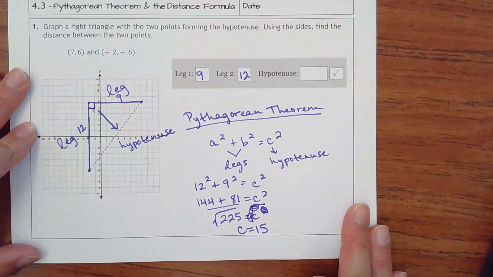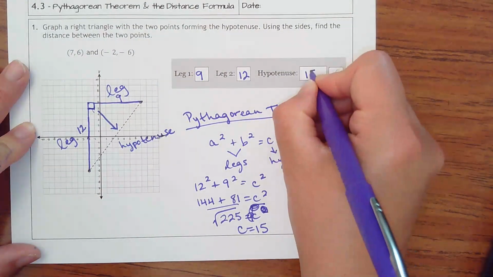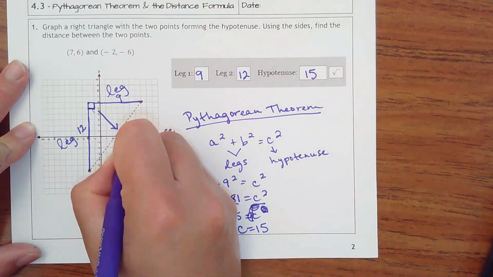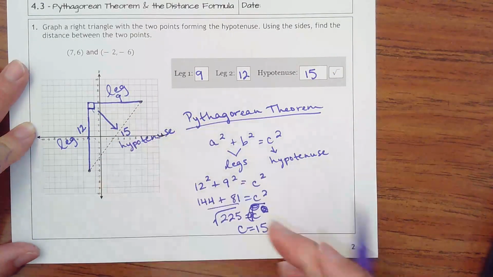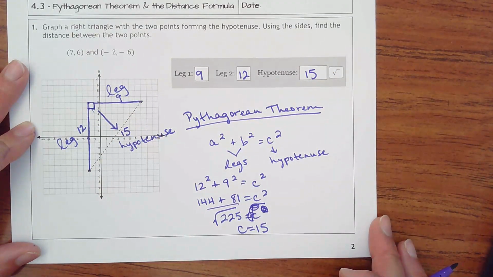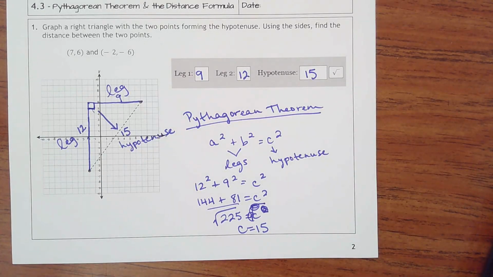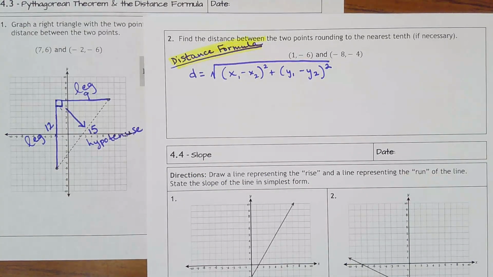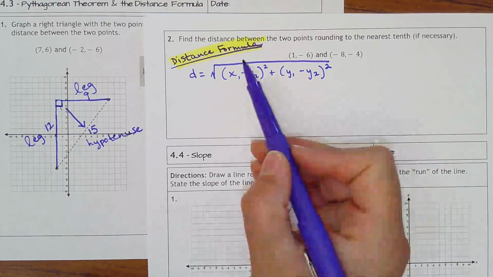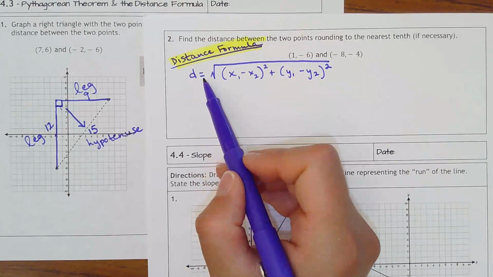So what I just found is actually the hypotenuse. So this length is 15. It's a 9, 12, 15 right triangle. Okay? So one more problem we're going to do without a picture. And I also want to show you the distance formula, because when you don't have a picture, it's much easier to just plug in this distance formula. And this is something we'll use a lot throughout geometry.